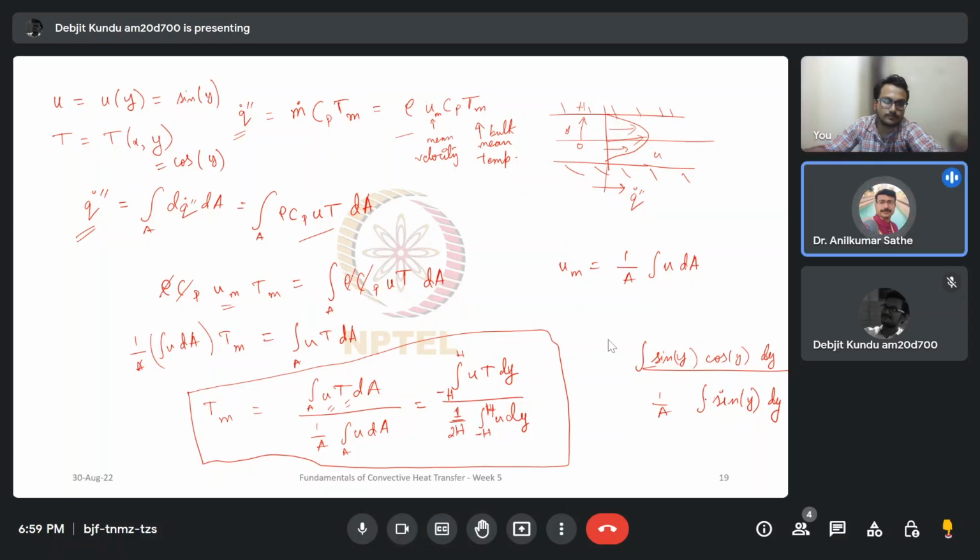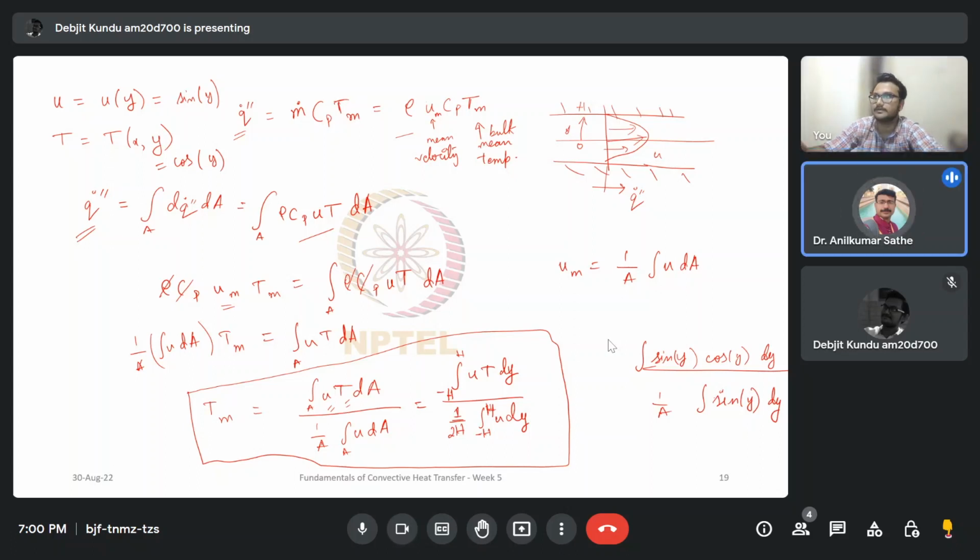This is an arbitrary example where I took a function out of the blue, but it could be any function. It could be parabolic, linear, anything, polynomial, whatever. So here, in uppercase, we have to put the upper limit as h and the lower limit as minus h. That depends on the geometry.